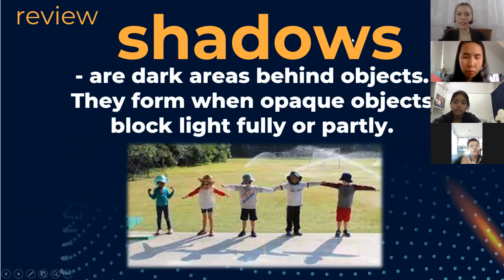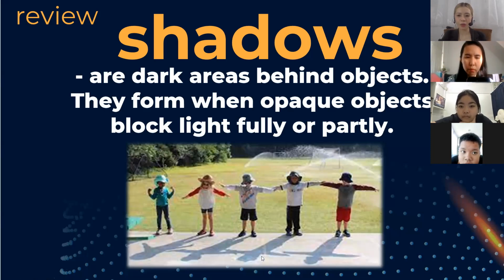So as you can see, class, on the picture, look at the children. The children are blocking the light rays of the sun. And as you can see, the shadows are seen on the ground. The shadows are cast on the ground. Why is that? Because the children are considered opaque objects and they are blocking the light fully. Okay, that is why there is a shadow.